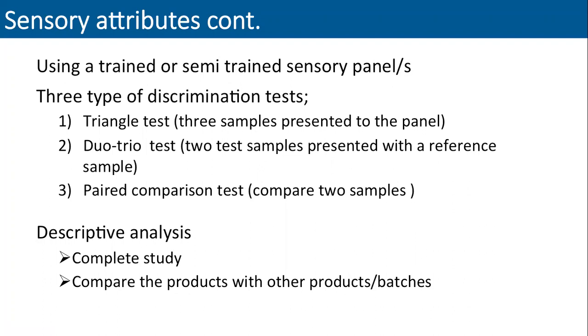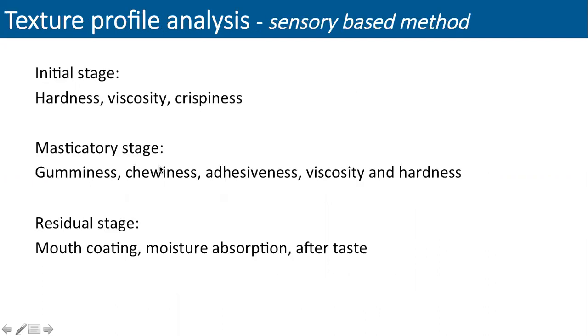Triangle test and rotary test for the quality measurement, and descriptive analysis. You know what the descriptive analysis is? It is a sort of complex, detailed study, right? So you can use these types of tests and methods to measure its sensorial quality. Have you heard about texture profile analysis? You can use texture profile analysis to measure its texture, hardness, viscosity, crispiness. There are three stages. In sensory also you should learn, there are three stages.